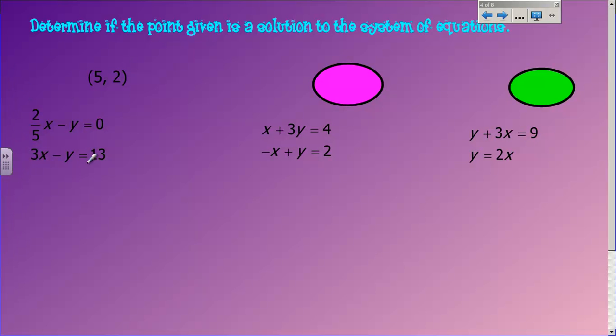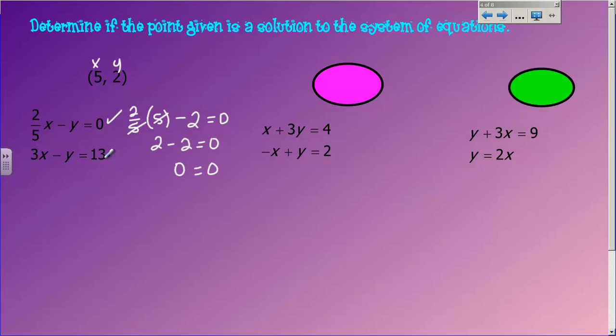Well, in order for that point to be a solution, then when I plug these numbers in, it will make this equation true and this equation true. So I have to test them. I'm going to take these numbers, this is x and this is y, and I'm going to substitute them in. So for this 2/5 x minus y, it's going to become 2/5 times 5, because that's what x equals, minus 2 equals 0. Well, now 2/5 times 5, the 5's cancel, so this becomes 2 minus 2 equals 0. Well, 2 minus 2 is 0, and since 0 equals 0, those points work for that equation.